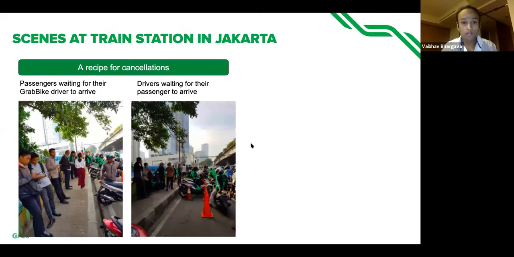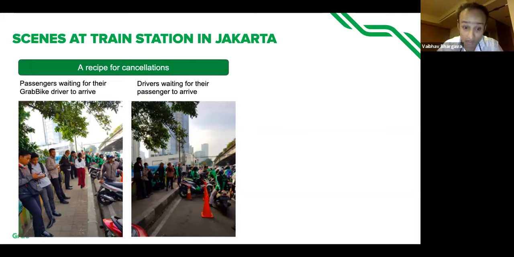Now, let's actually look at what happens at a train station in Jakarta. The image that you see on your left is people who have just alighted from their trains and are waiting for a Grab bike driver to arrive. So what they did was they booked a bike taxi as they would do, just like an Uber. You have an app and you book it, and the driver is going to come in there.